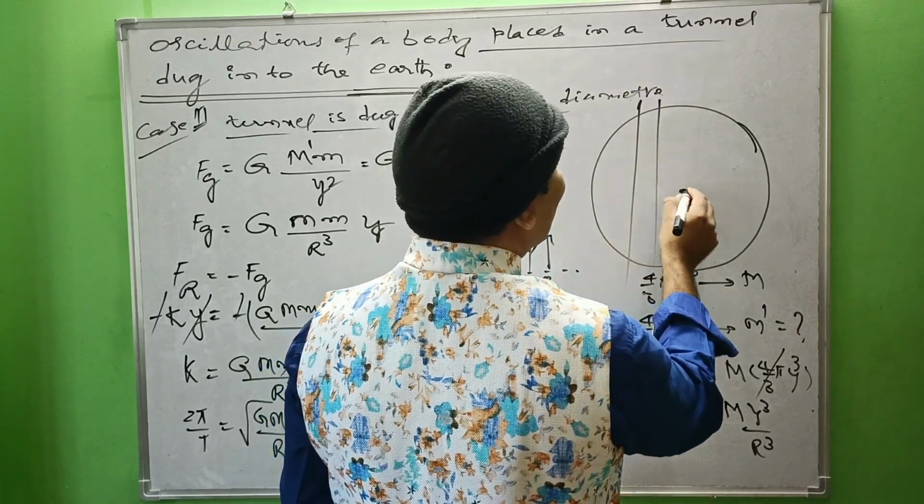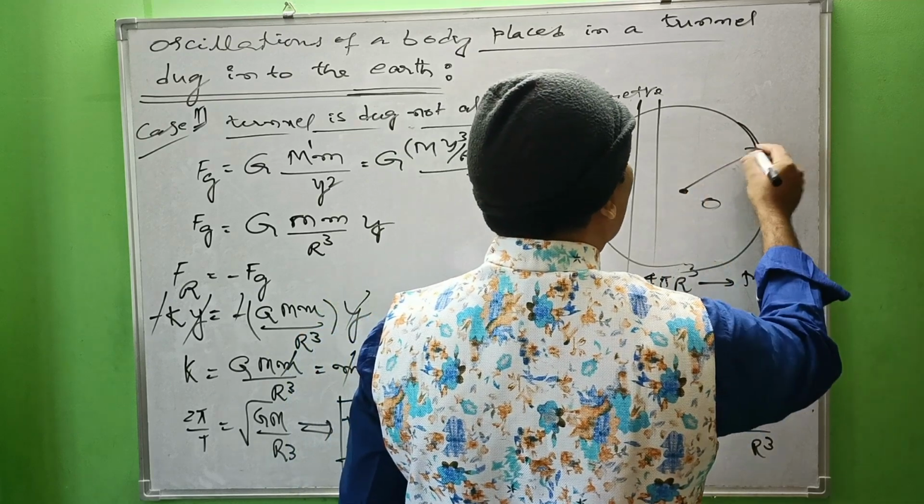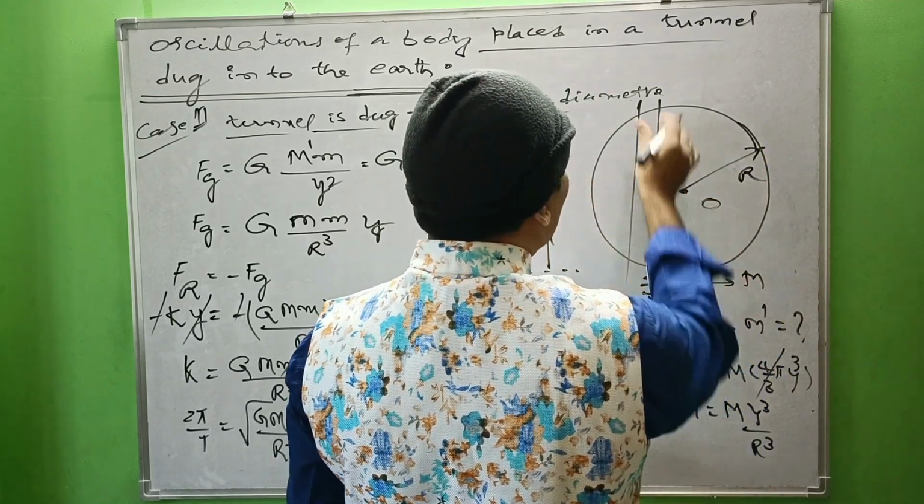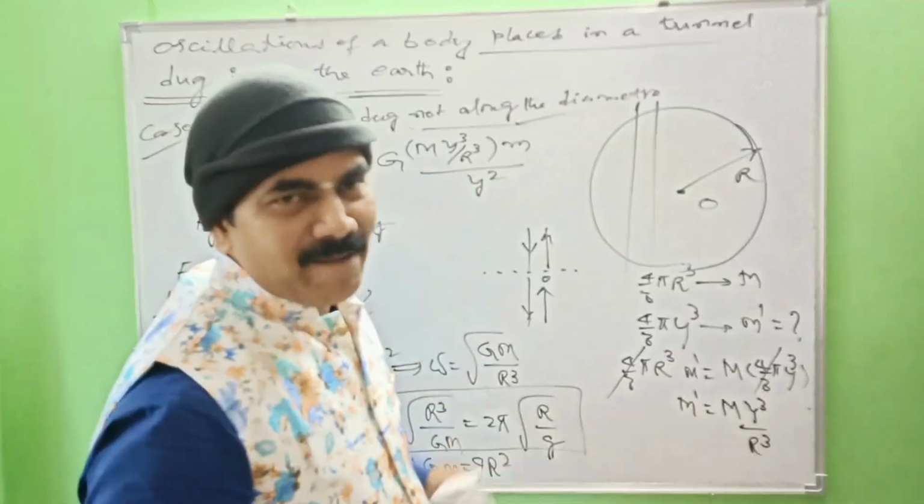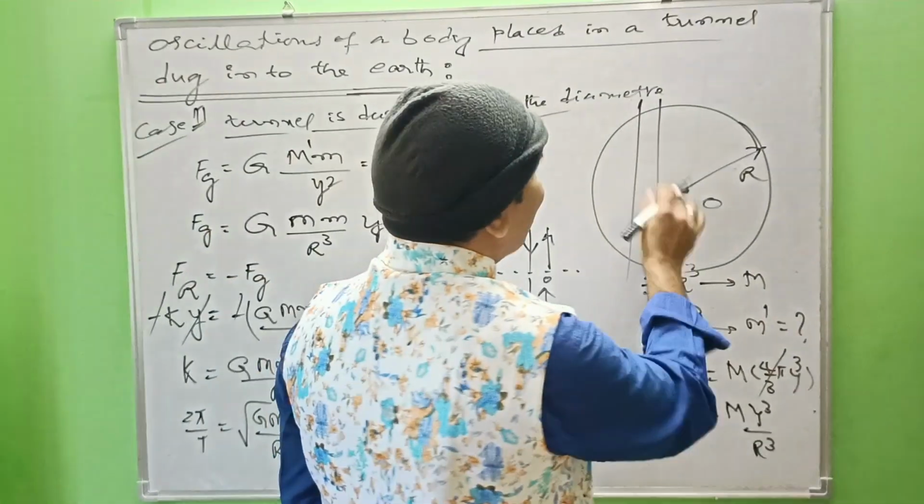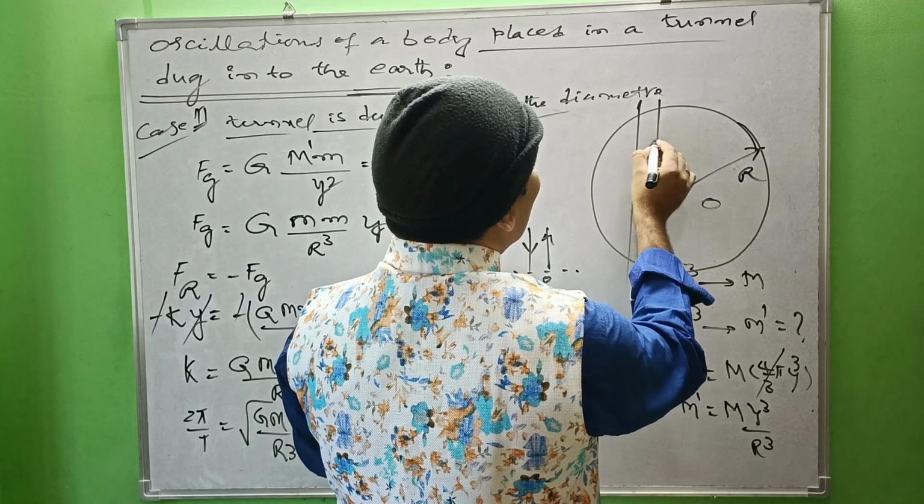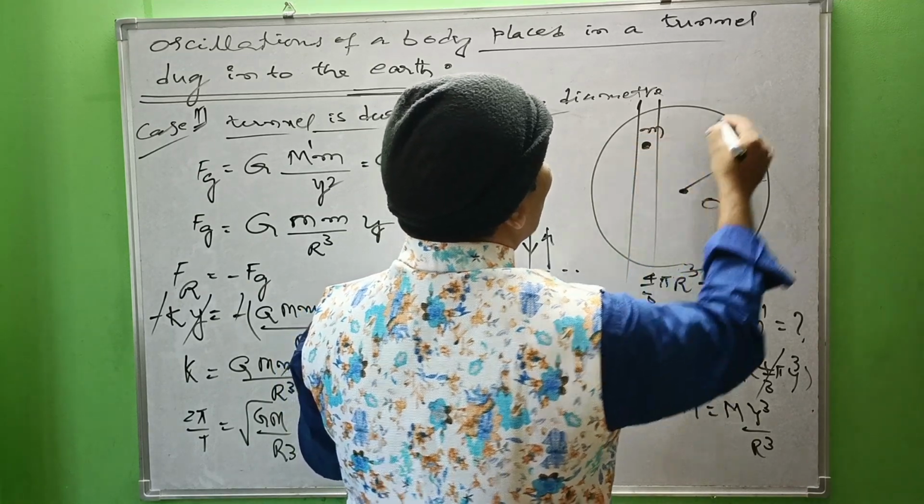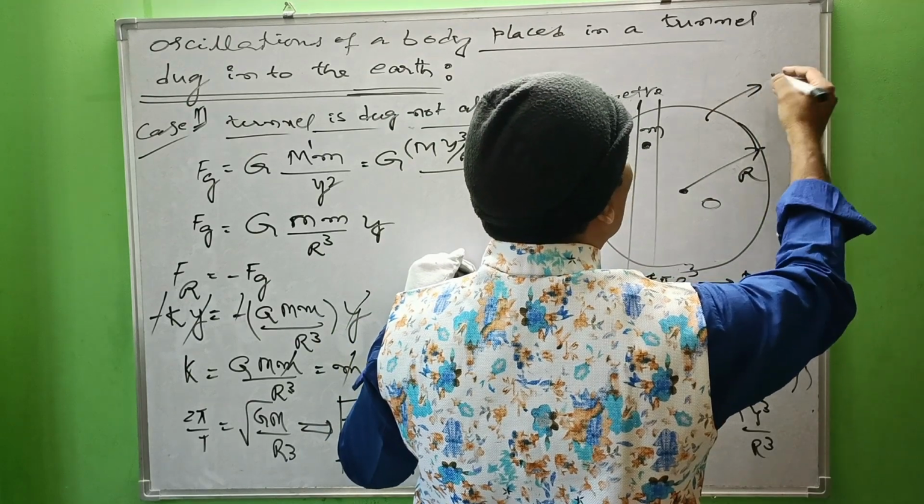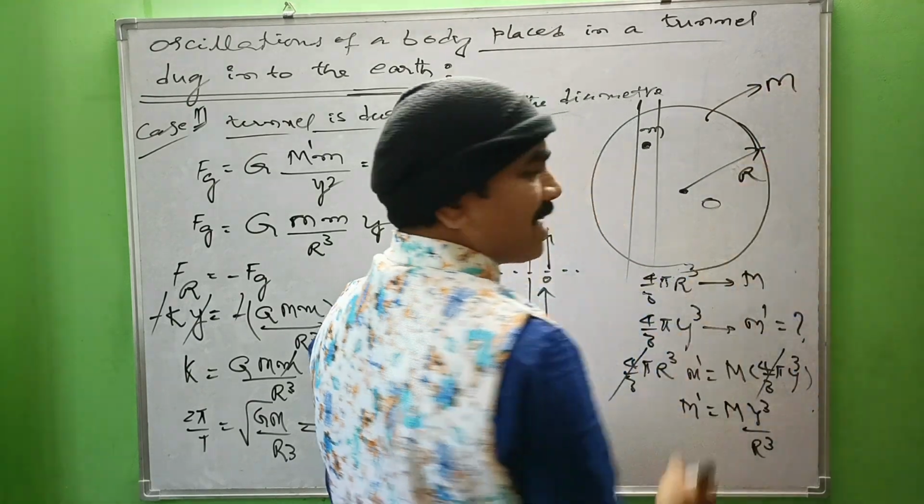See, this is the center of the earth O. Now this is radius R. Now this is the tunnel which is dug not along the diameter, not passing through the center. So the particle is placed somewhere here. The mass of the particle, otherwise the body, is small m. The total mass of the earth is capital M, radius capital R.